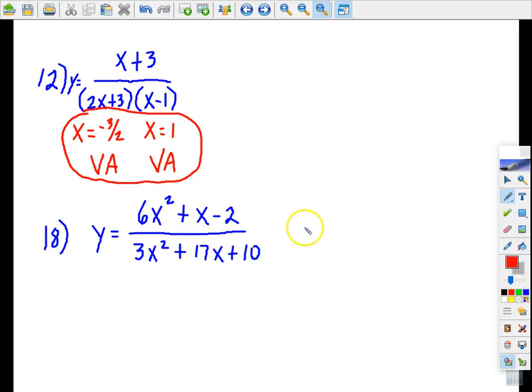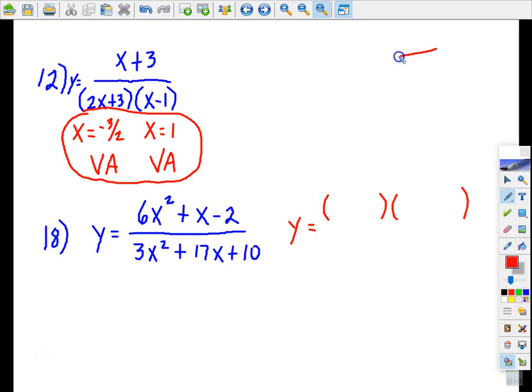Number 18, a little different story. I'm going to have to do some factoring. So I'm going to factor the numerator and the denominator. I want you to do the same thing, show that in your work. But a little bit different here because we've got options for 6x squared. Is it 6x and x? Is it 3x and 2x?